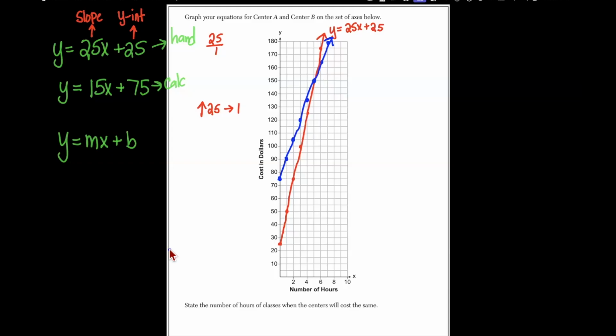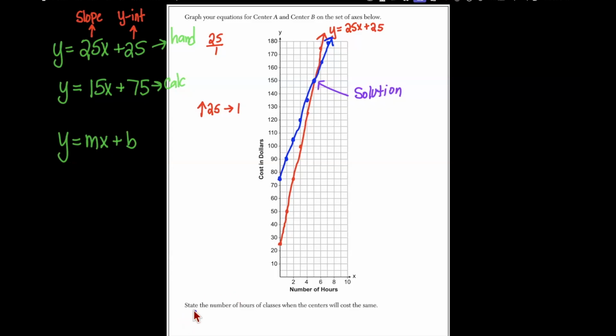Sometimes what I see students do is only plot, say, two points and then use a ruler to draw a line. In a case like this, it might be hard to see where that actual intersection, where that solution, lives. But I can see this here is my solution.